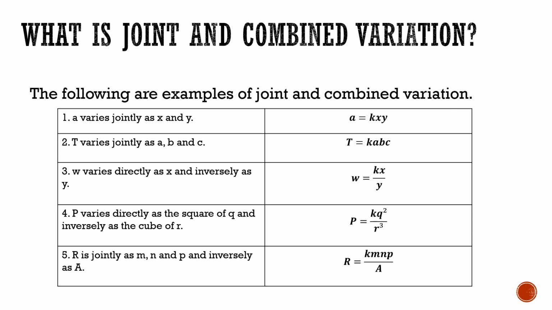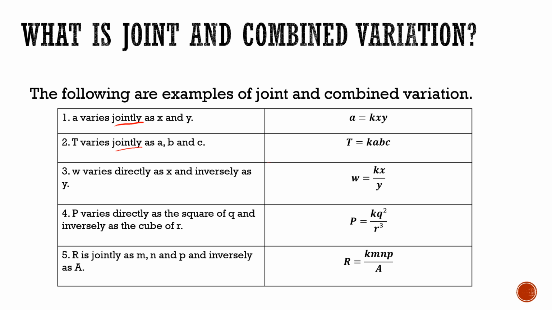Here are examples of a joint and combined variation. For the first example, A varies jointly as x and y. The keyword we have is varies jointly. That's why we can write this as A is equal to kxy. Second example, T varies jointly as A, B, and C. Again, we have the word jointly, therefore we'll be using a joint variation. That's why we have T is equal to kABC. Remember that in a variation, we should have a constant of variation, which is k.